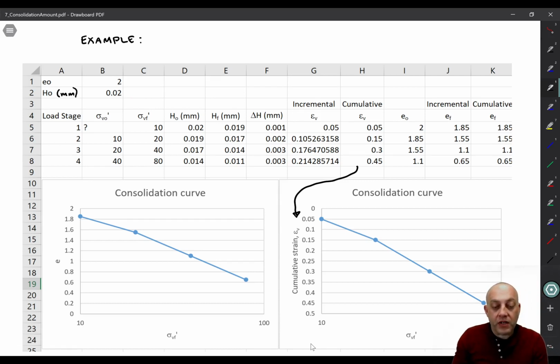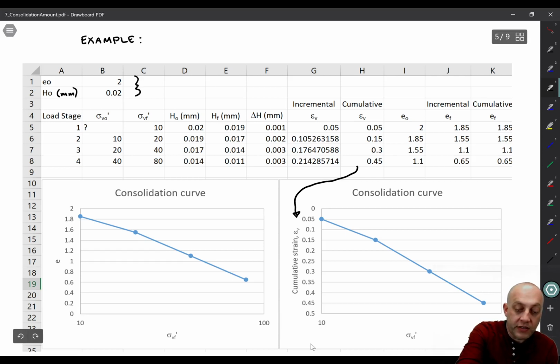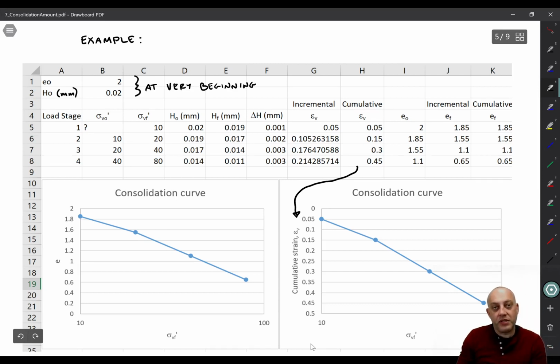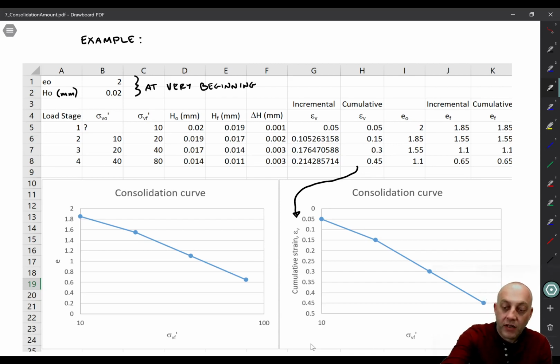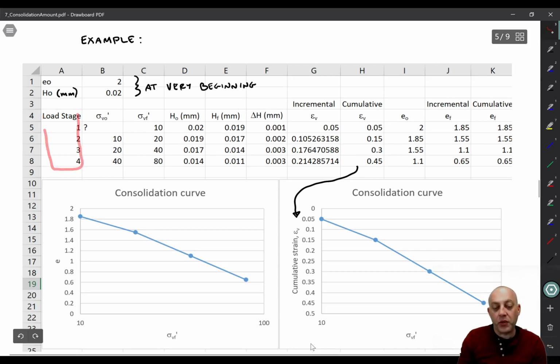And these values are at the very beginning of the test before we apply any load, right? So these ones are at very beginning. Okay, and it's common to put these in these cells at the top, and then they get called from functions in the table below. All right, then what we have here is load stage, and in this case, I'm only doing 4. You can increase it further if you want. Usually we'll do more than 4 load stages. I'm just kind of showing how to do the calculations.